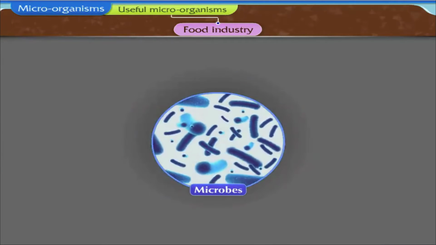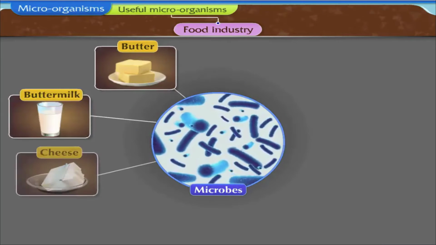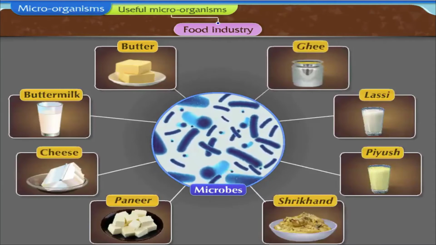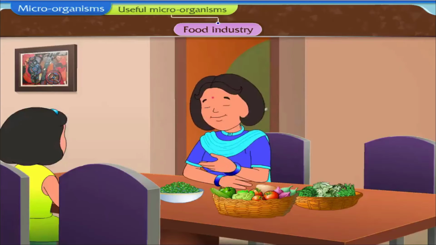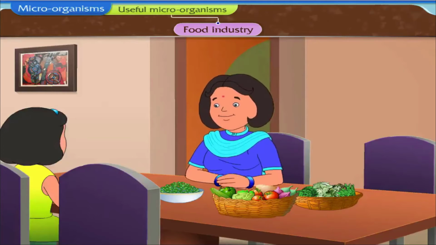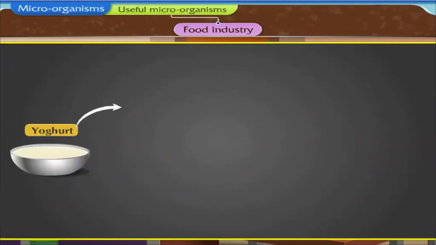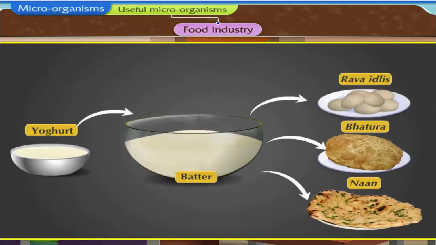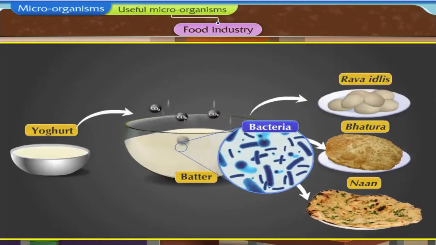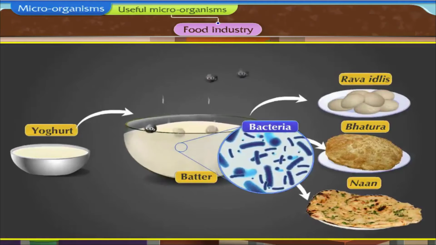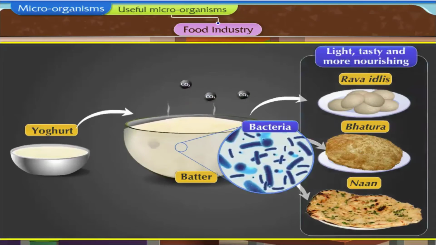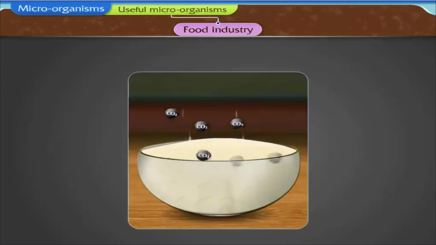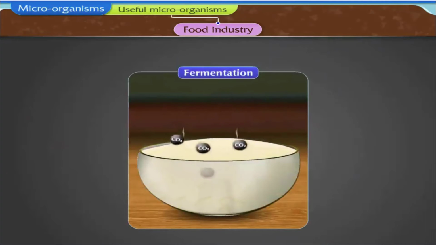Microbes are thus useful for producing milk products like butter, buttermilk, cheese, paneer, etc. Neha's mother also gave her some additional cooking tips. When yogurt is mixed in the batter for making rava idli, bhature or naan, the bacteria present in the yogurt carry out a process and make these food items light, tasty and more nourishing. This process is called fermentation.